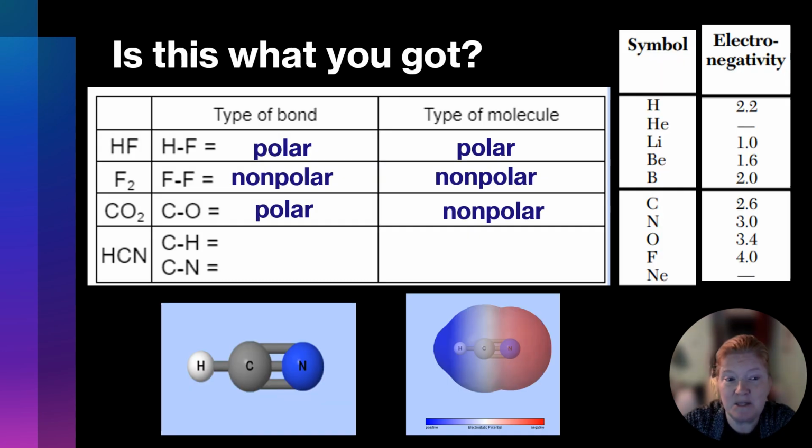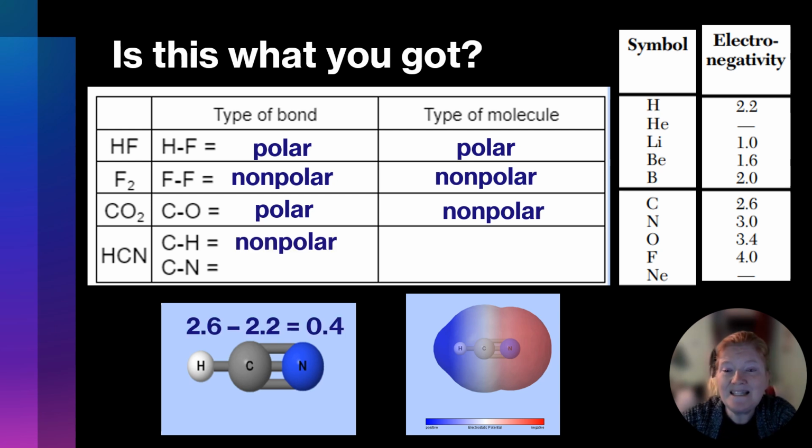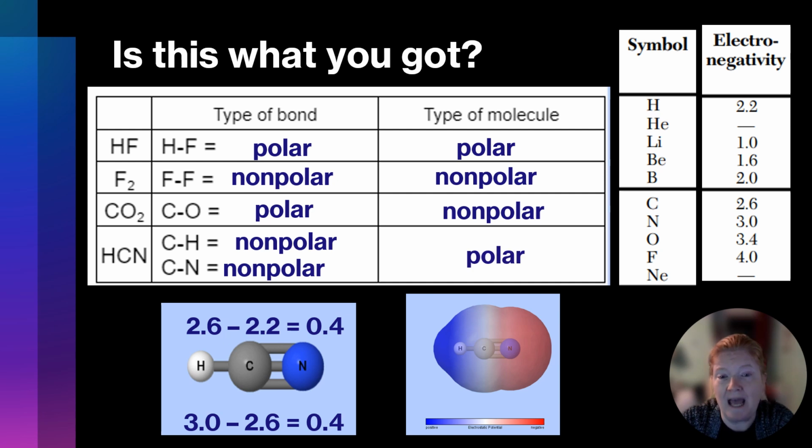All right, so is this what you got? For carbon and hydrogen, it's nonpolar officially, but it's really leaning a little bit polar. It's not at that 0 mark, so it's slightly polar. And it's going to be the same for CN, so slightly polar. So this molecule ends up being polar because although the bonds tend to be more nonpolar, there is a slight pull because you can literally see the charge distribution.